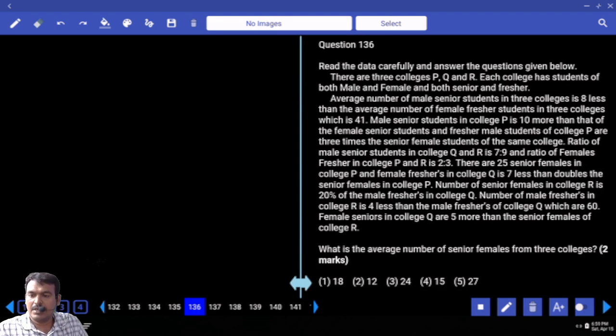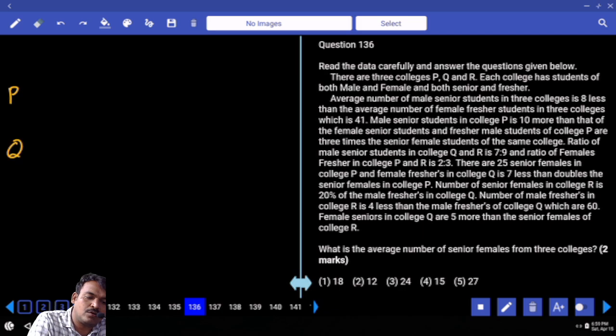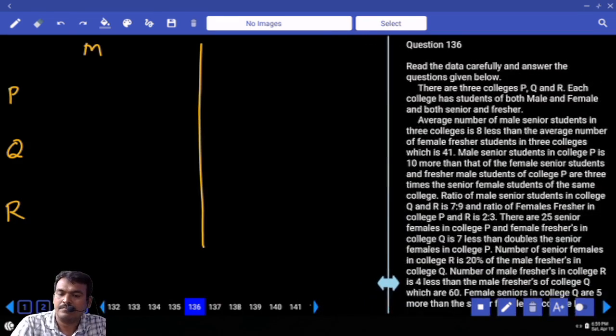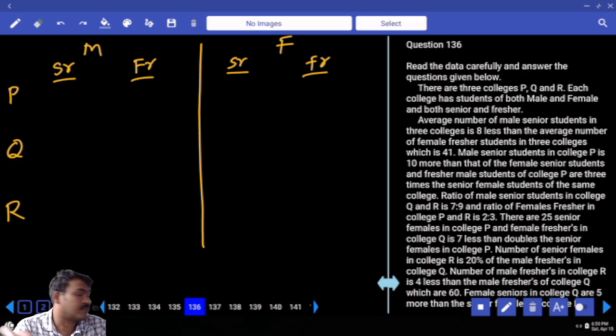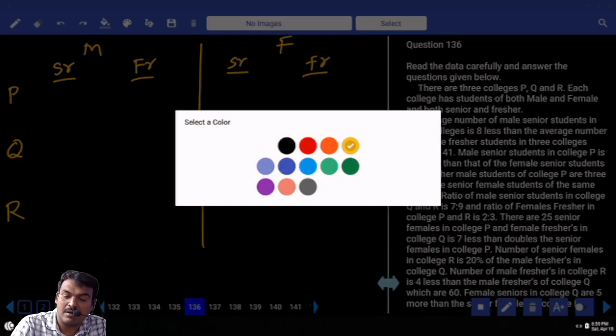There are 3 colleges, P, Q, R. Each college has students, both male and female, and both senior and fresher. How many colleges are there? P, Q, R. Okay, every college has male members and female members, right? In male members, some are seniors and some are freshers. Female also, some are seniors and some are freshers.